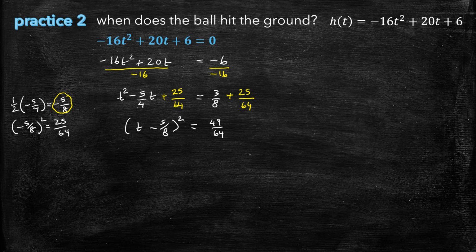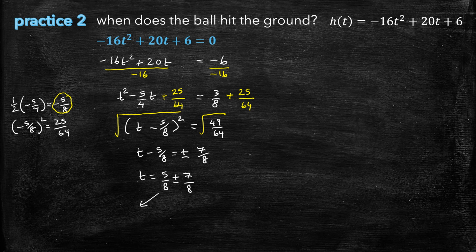Next step is to take the square root of both sides. That would give us t minus 5/8 equals plus or minus, don't forget that. And the square root of 49, we can actually do that, 7. Square root of 64 is 8. So the final step is to isolate the variable, plus or minus 7/8.